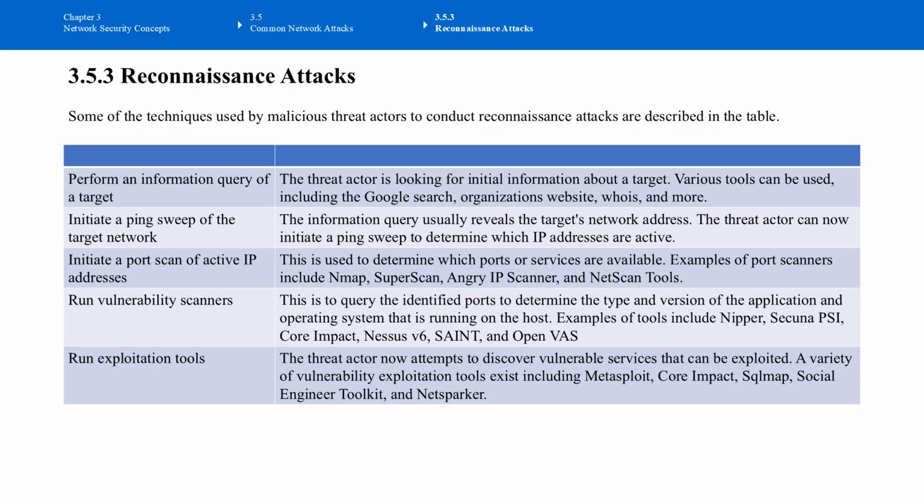Step 1. Information query. The attacker gathers basic information about the target using public resources such as search engines, company websites, and WHOIS information. Step 2. Ping sweep. After identifying the target network, a ping sweep can be used to determine which IP addresses or hosts are active. Step 3. The port scan. The attacker scans active devices to discover open ports and available network services. Tools such as Nmap can perform this type of scanning.